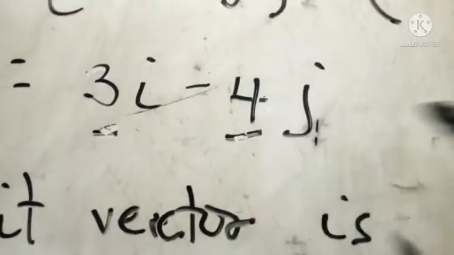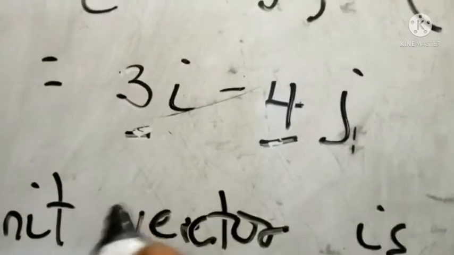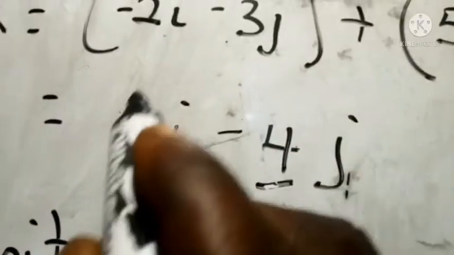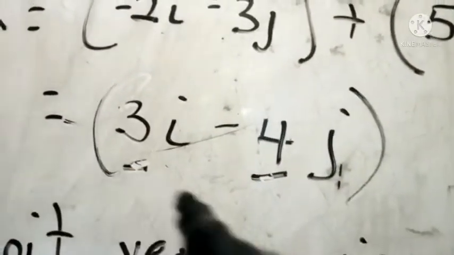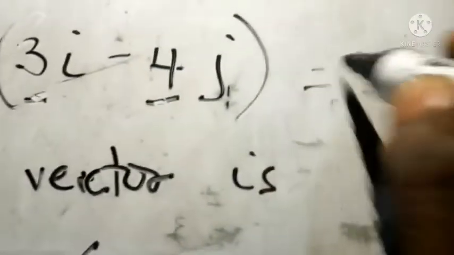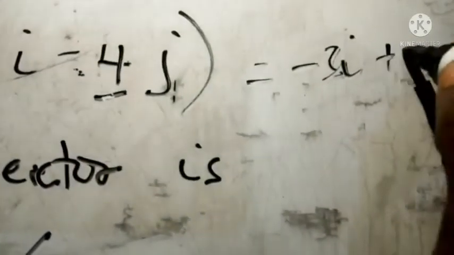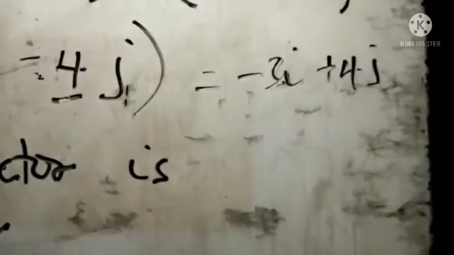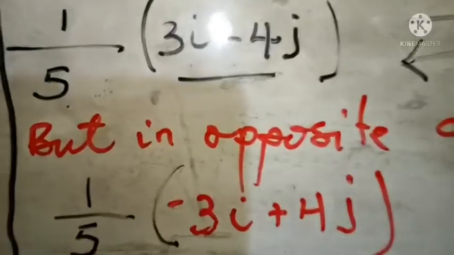3i minus 4j, right? So if it is moving in the negative or the opposite direction, here should be negative. Everything should be negative, right? So this negative here will affect everything. So this one will give you minus 3i, and then here it tends to be a positive 4j. Is that okay? Meaning that this guy goes in the opposite direction.